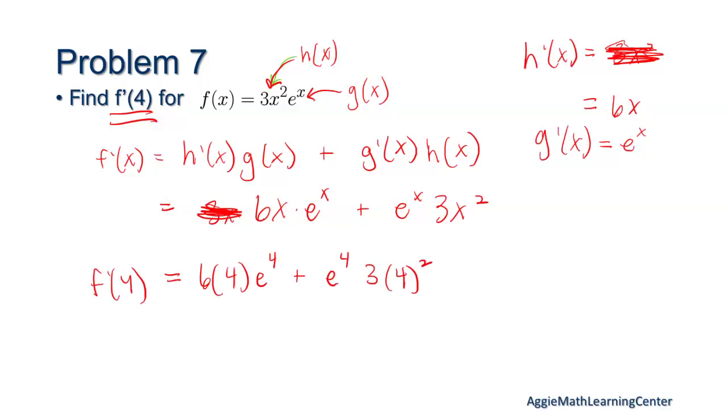Okay, so here I have 6 times 4, which gives me 24 e to the 4th. And then I have 3 times 4 squared. So order of operations, what am I going to do first? Yes. So make sure it's 3 times 4 squared, not 3 times 4 and then squared. So just keep your parentheses, keep everything straight. So that is 16 times 3, which is 48 e to the 4th.